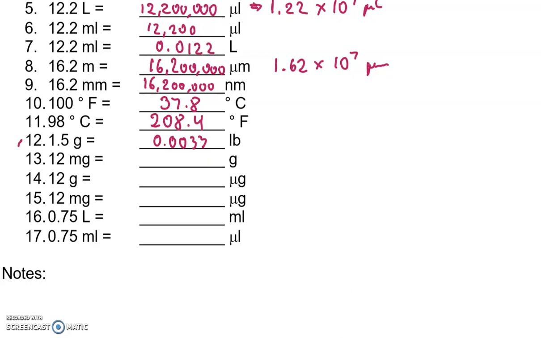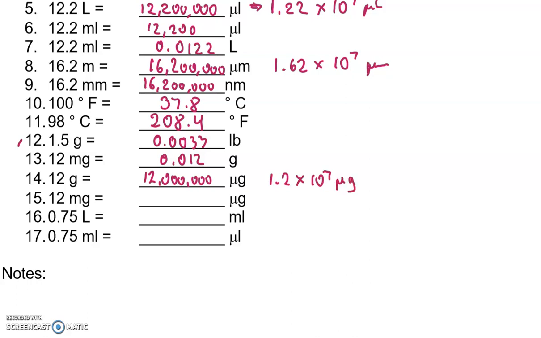If we are converting from milligrams to grams, we're going 3 decimal places, and that will be to the left because we're going from a smaller to a larger unit. So we have 0.012 grams. And from grams to micrograms, we're going 6 decimal places to the right, and that will be 12 million micrograms, or you can put that in scientific notation. That would be 1.2 times 10 to the 7 micrograms.